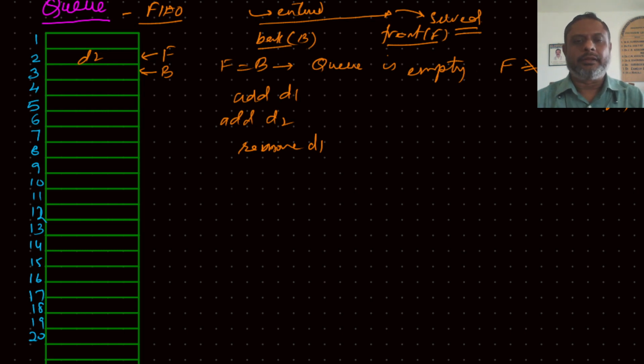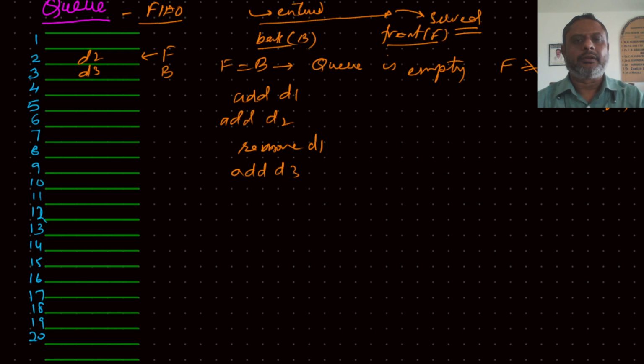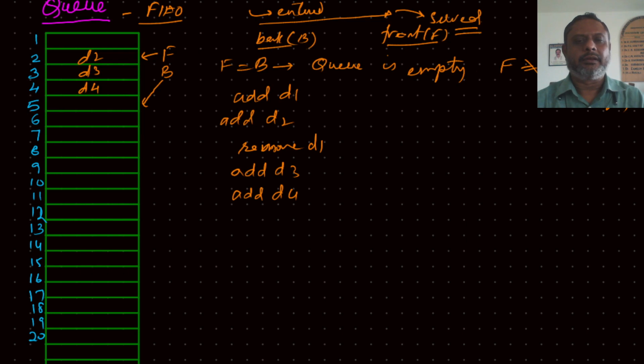Okay, then add D3, then D3 comes here, and B gets shifted to the next location. Then another data D4 is added, D4 gets here, and that calls for saying that the next free space is here. So F is showing which data is to be extracted next, and B is showing where the next data is to be added. So that's how the queue continues.